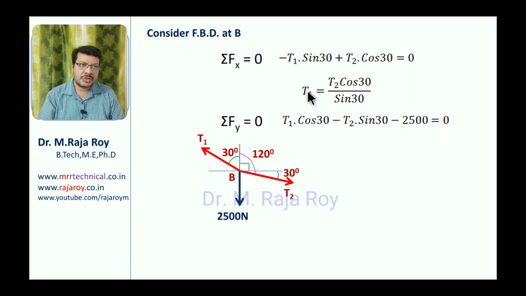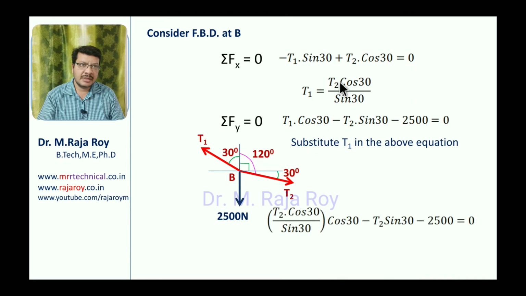Now you substitute this T1 value here in the above equation, then it will be like this. In this only T2 term is there, take T2 as common, substitute cos 30 sin 30 values and do the simplification. Then you will get T2 value as 2500 newtons. Then you substitute this T2 value 2500 newtons in this equation here. Then you will get T1 value. T1 value is 4330 newtons. Now T1, T2 are known.